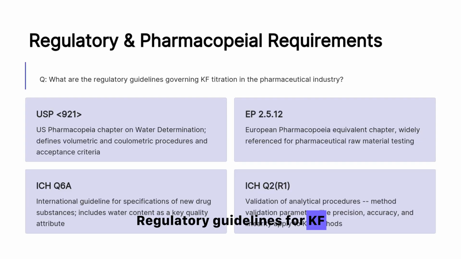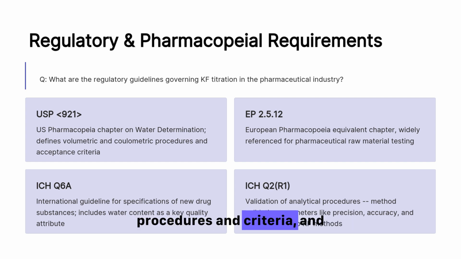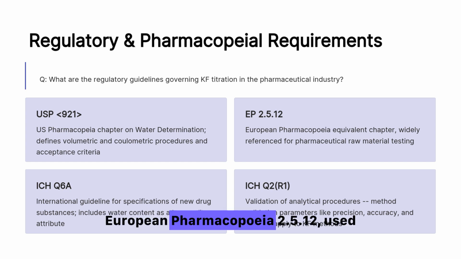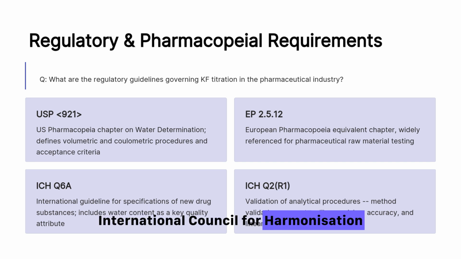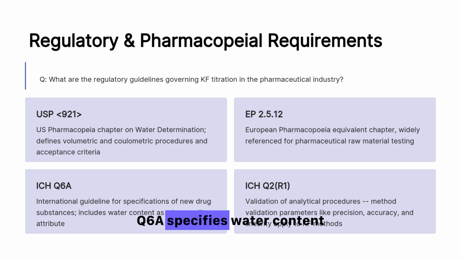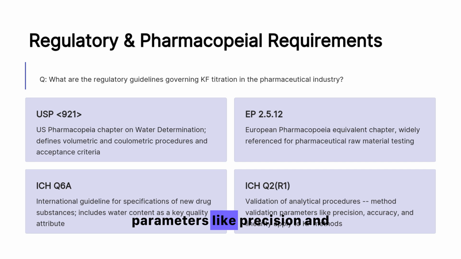Regulatory guidelines for KF titration in the pharmaceutical industry include United States Pharmacopoeia <921>, which defines procedures and criteria, and European Pharmacopoeia 2.5.12, used for raw material testing. International Council for Harmonization Q6A specifies water content as a quality attribute, while International Council for Harmonization Q2(R1) outlines validation parameters like precision and accuracy for KF methods.